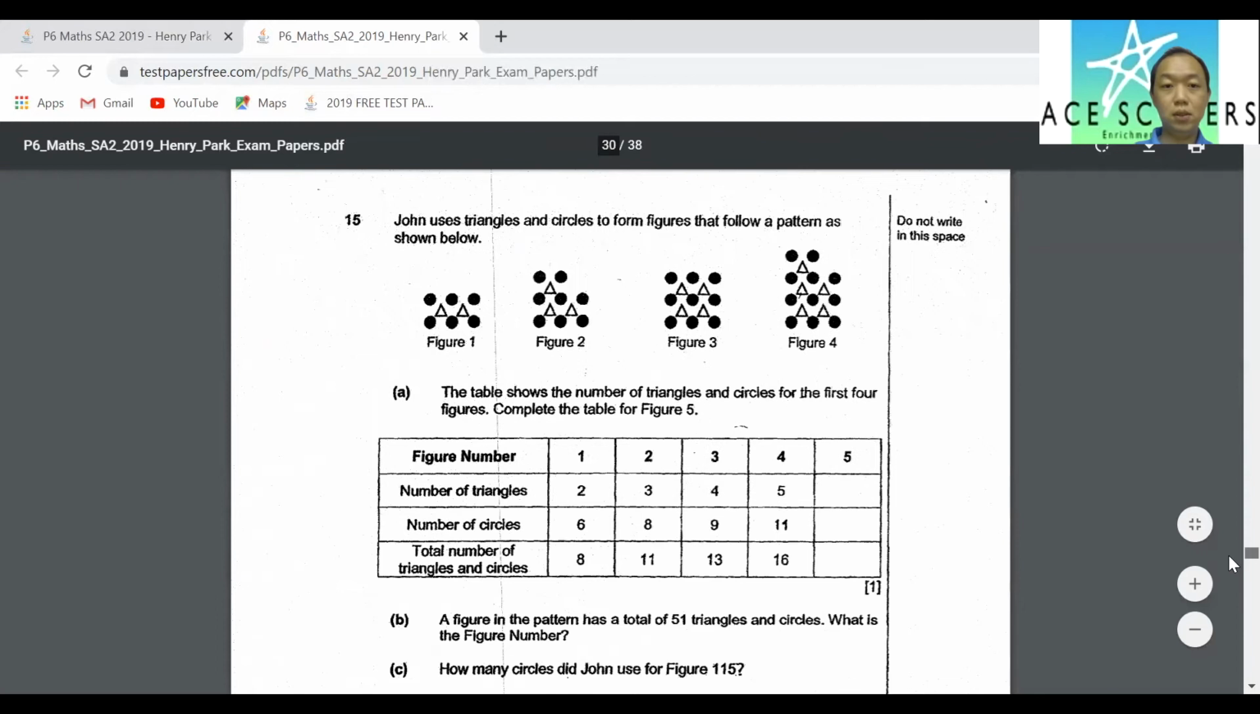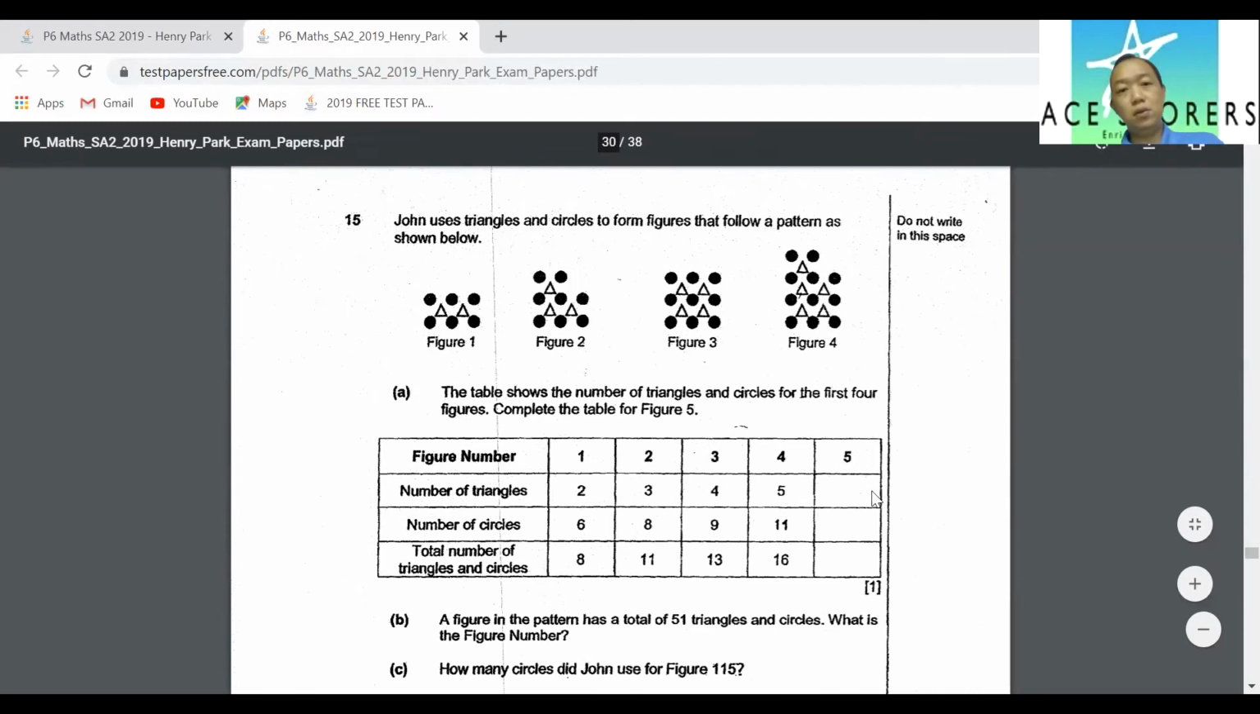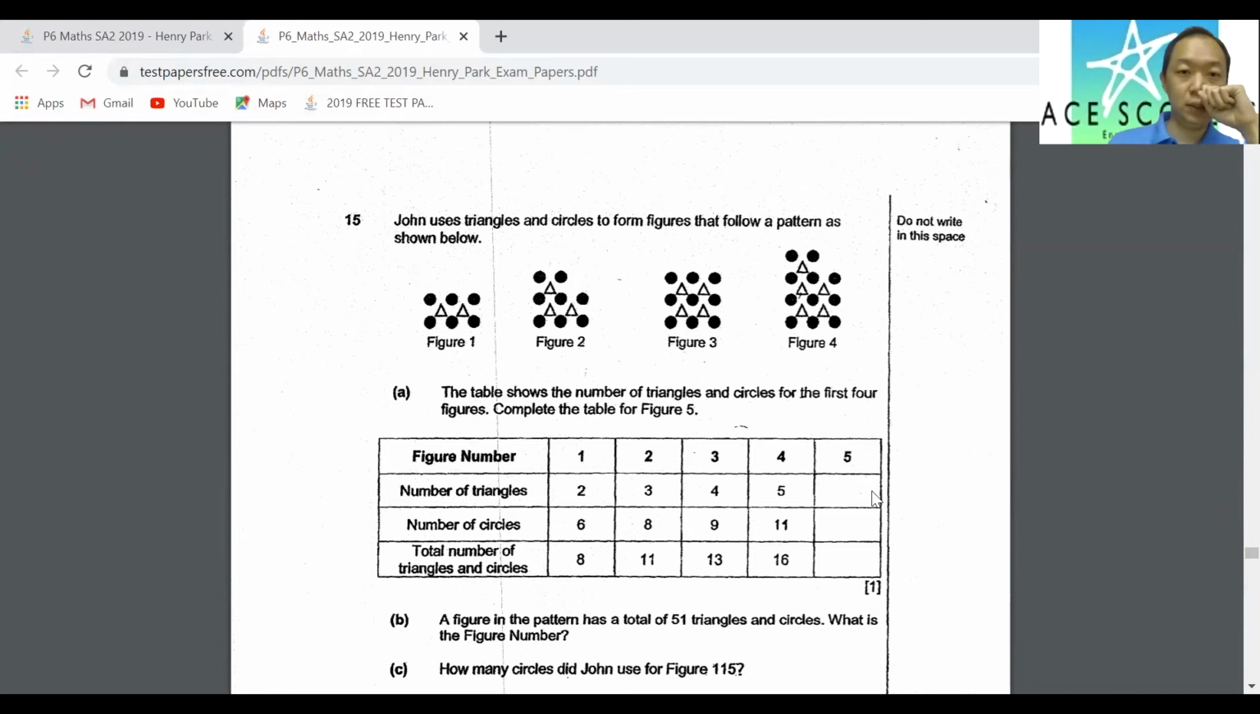Okay, John uses triangles and circles to form figures that follow a pattern, shown below.